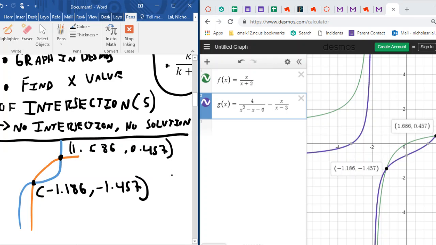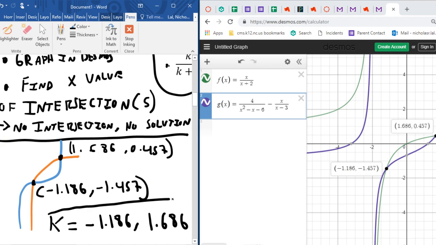All right. Now, what are your solutions going to be? The x values or the y values? The x values, because if you're solving for k, and we replace k, x is the input value. So if you're solving for x, that's the input values. That's going to be the x value, not the y value. The y values are just what the two functions equal to each other when the x values are the same. So our solutions are k is equal to negative 1.186 and 1.686, and those are our solutions.